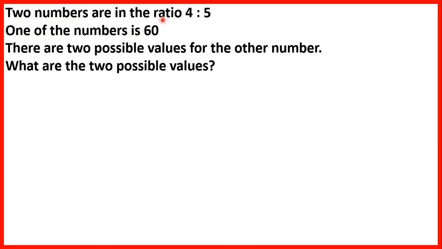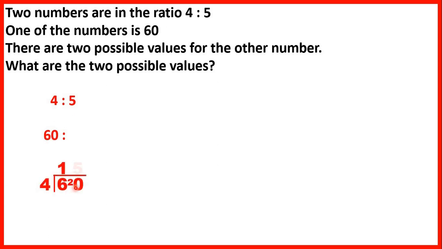Two numbers are in the ratio 4 to 5. One of the numbers is 60. There are two possible values for the other number. What are the two possible values? So we have the ratio 4 to 5, and we know that one of the numbers is 60. If it's the number on the left of the ratio, we need to think 4 times what is 60?